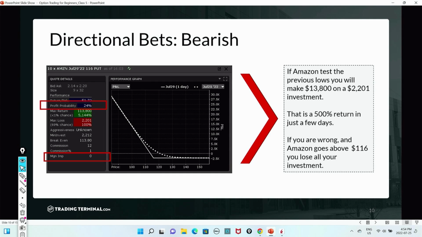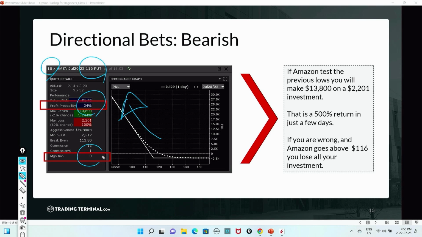Again, in this case, you go ahead and buy your puts. You buy 10 contracts of Amazon put right at 116. Again, take a look at here. Lower profit probability because you're buying an option. So every time you're buying an option, your profit probability is lower, but your gain potential is higher. It's that trade-off that I talked about.